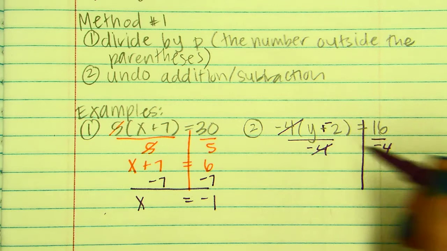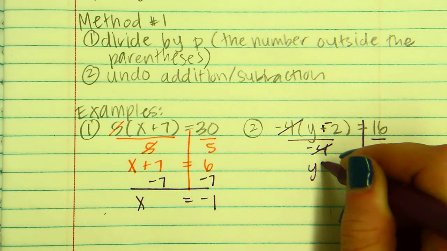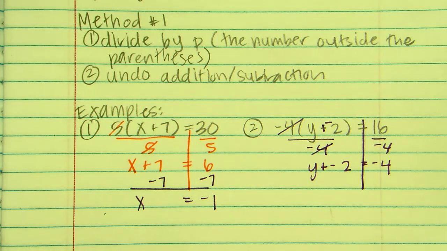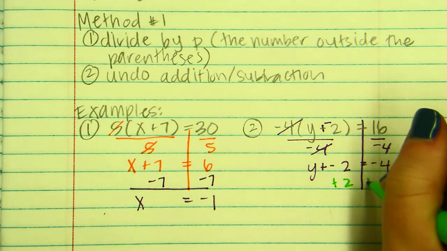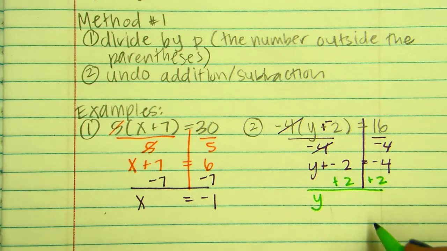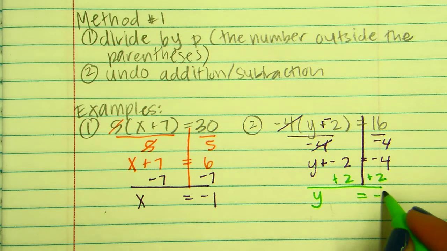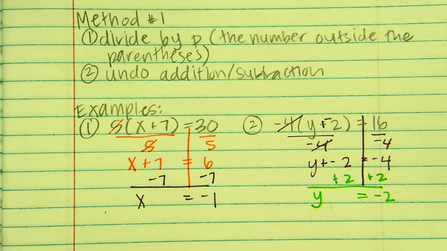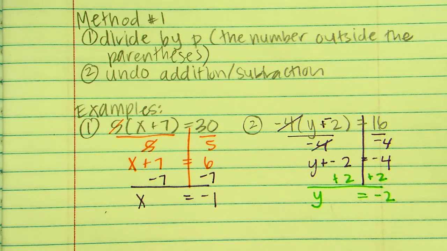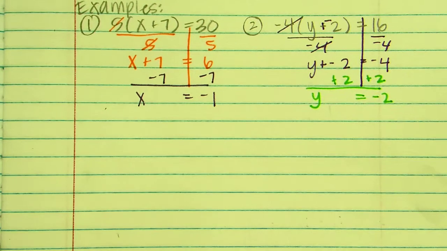-4 divided by -4 is 1, so I have 1 plus -2 equals -4. And I have to undo this -2 by adding 2. So I get y, this all becomes 0, equals -4 plus 2 is -2. If I check my work, -2 minus 2 is -4. -4 times -4 is positive 16. Okay, there's another way you can do this, and we'll call this method number 2.